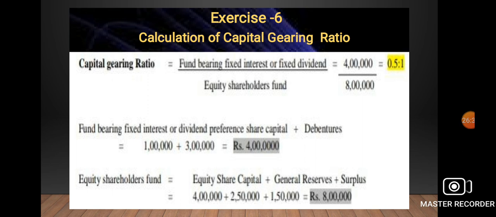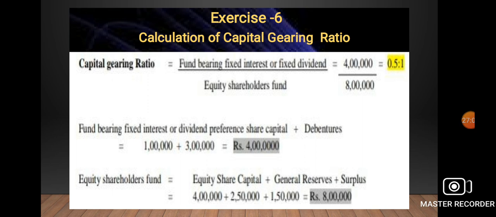Funds bearing fixed interest or fixed dividend means preference share capital plus debentures plus bonds plus long term borrowings carrying fixed interest. Equity shareholders' funds means equity share capital plus reserves and surplus. Capital gearing ratio is a measure of long term solvency as well as capital structure. When the capital gearing ratio is greater than 1, the firm is said to be high geared. So it is known as the capital gearing ratio.